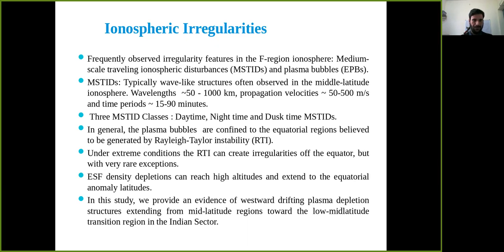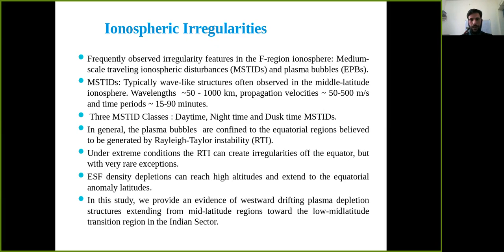In general, the plasma bubbles are confined to the equatorial regions, and are mostly believed to be generated by the Rayleigh-Taylor instability. Under extreme conditions, the Rayleigh-Taylor instability can create irregularities away from the equator, but there are very rare exceptions for this case. Similarly, the equatorial spread F density depletions can reach high altitudes and extend to the equatorial anomaly latitudes.